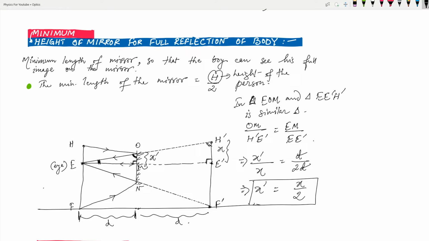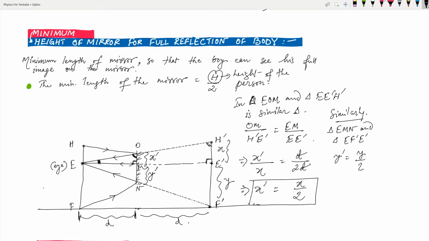Now similarly, if you look into the lower triangle, this triangle, we'll use the properties of similar triangles. For triangle EMN and triangle EF dash E dash, these two triangles are similar. So if we solve that, and we'll say that this is Y dash and this is Y, we will get, similarly, Y dash equal to Y by 2.